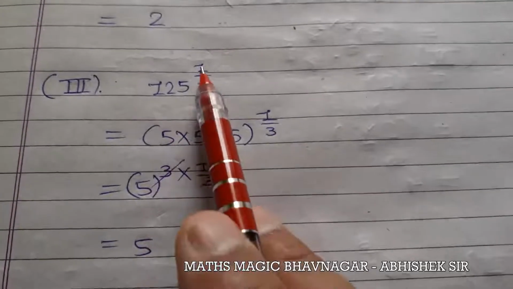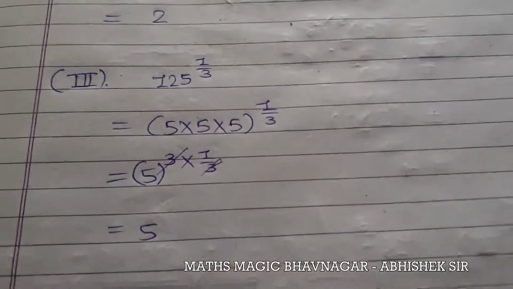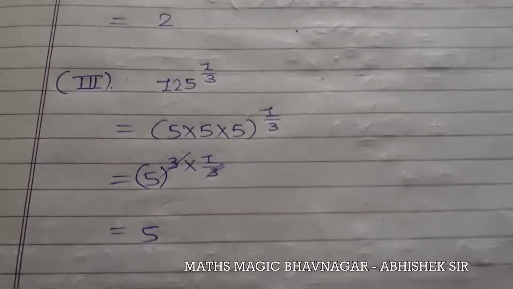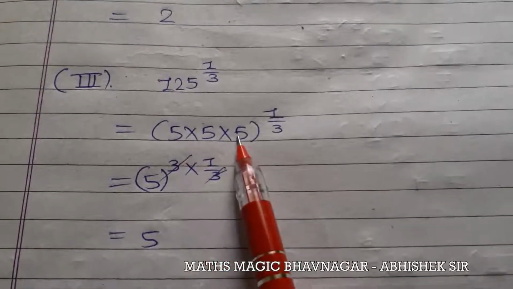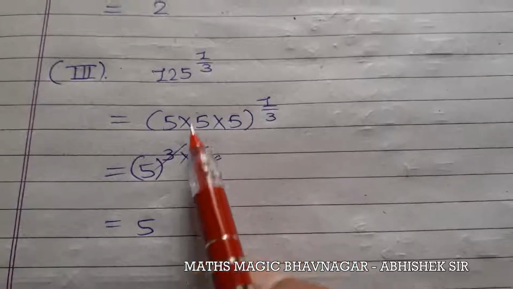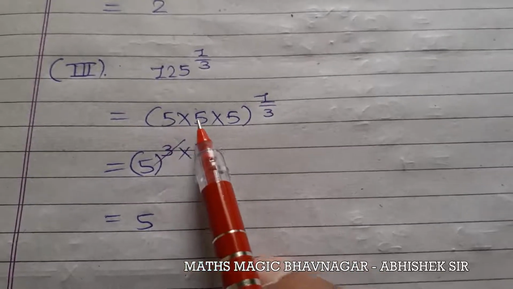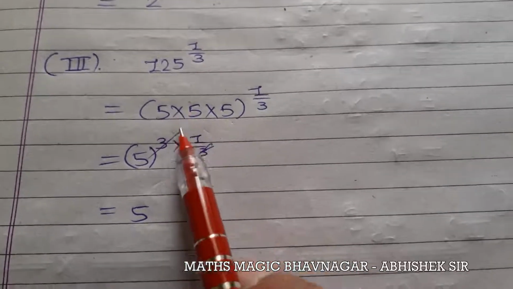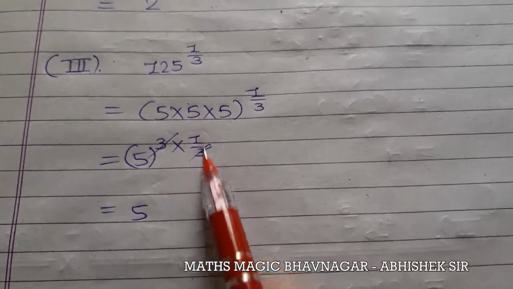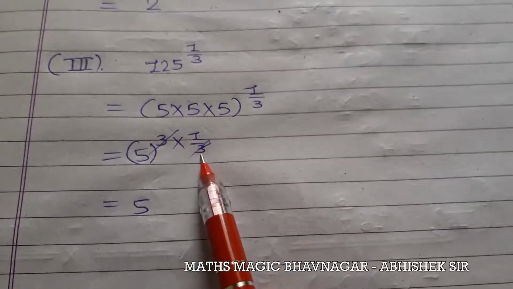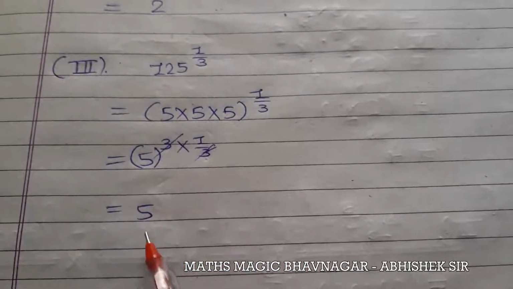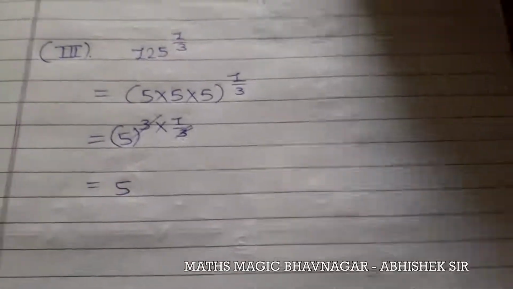Here 125 raised to 1 by 3, question number 3. We know that multiplication of 5, 3 times is 125. That is, 5 5s are 25, 25 5s are 125. So 5 raised to 3 into 1 by 3. 3 are cancelled in the exponent, so we are getting 5 raised to 1. That is 5 as the answer.